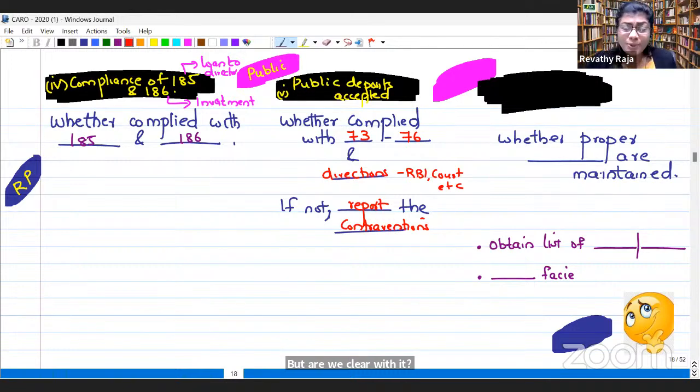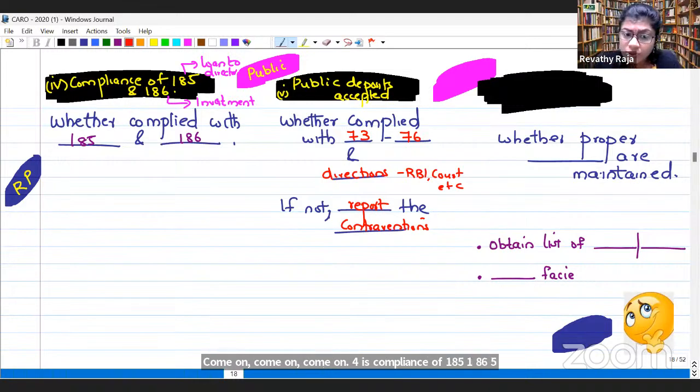Others, come on, 5. No rest until you reach your destination. Destination is still 6. 4 is compliance of 185, 186. 5 is public deposit accepted. Come on, can we go to 6?